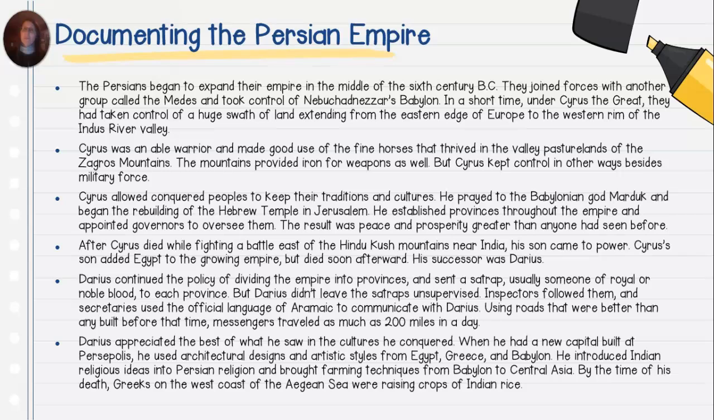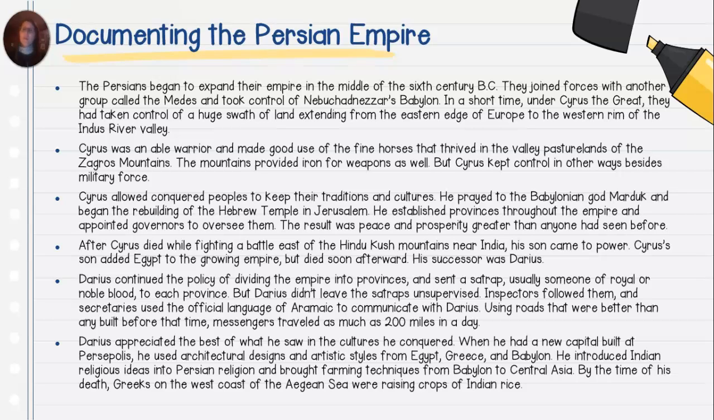His successor was Darius. Darius continued the policy of dividing the empire into provinces and sent a satrap, usually someone of royal or noble blood, to each province. But Darius didn't leave the satraps unsupervised. Inspectors followed them, and secretaries used the official language of Aramaic to communicate with Darius. Using roads that were better than any built before that time, messengers traveled as much as 200 miles in a day. Darius appreciated the best of what he saw in the cultures he conquered.